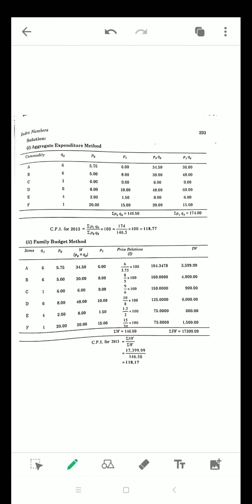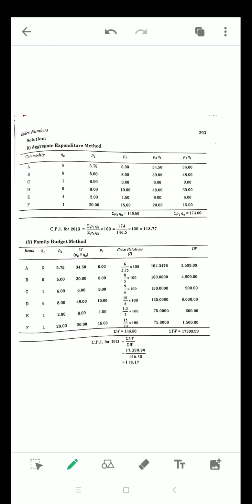Here is the solution. First they ask you to calculate the value of the consumer price index number on the basis of the aggregate expenditure method. Hence you know the formula: summation P1 Q0 divided by summation P0 Q0 into 100. With respect to that formula we have to calculate the required data.